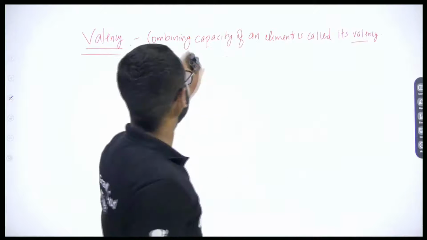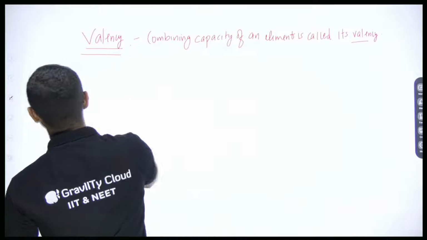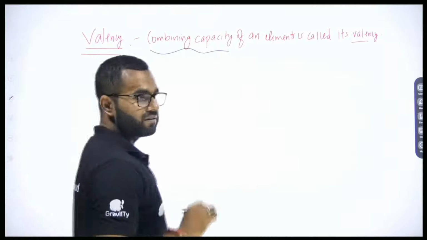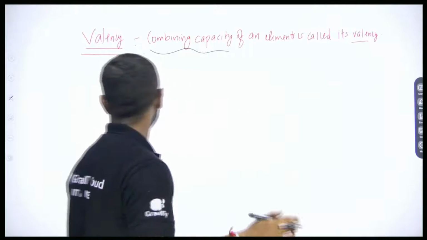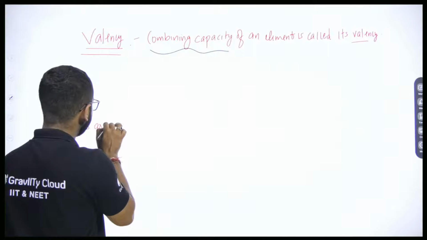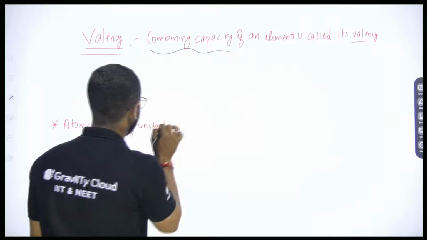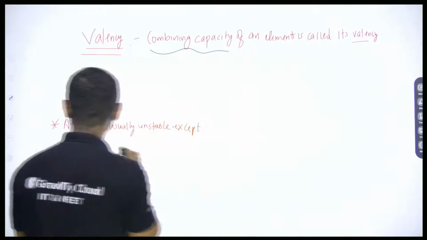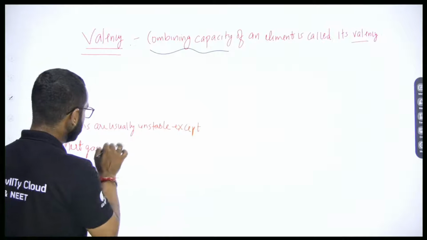So valency is the combining capacity of an element. What does that mean? Combining capacity means the atoms. See, atoms are very unstable. Remember this thing: atoms are usually unstable except inert gases or noble gases.